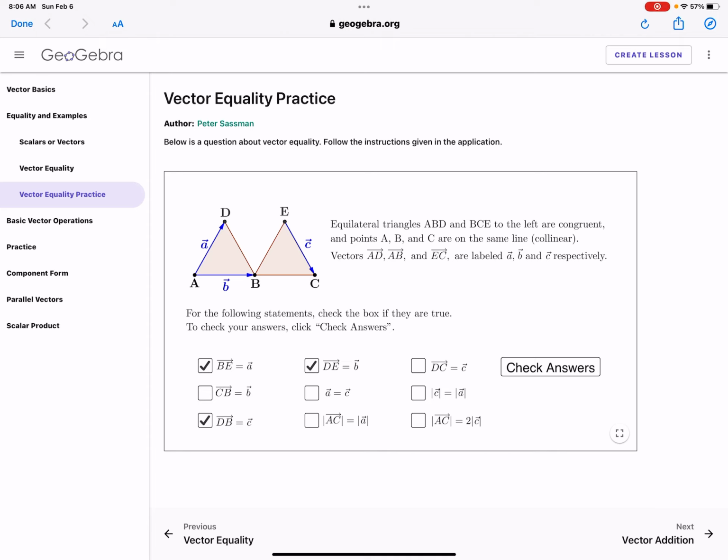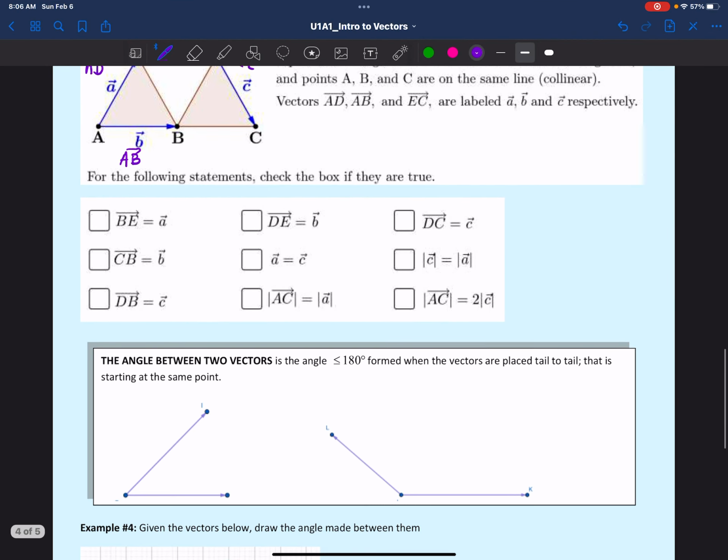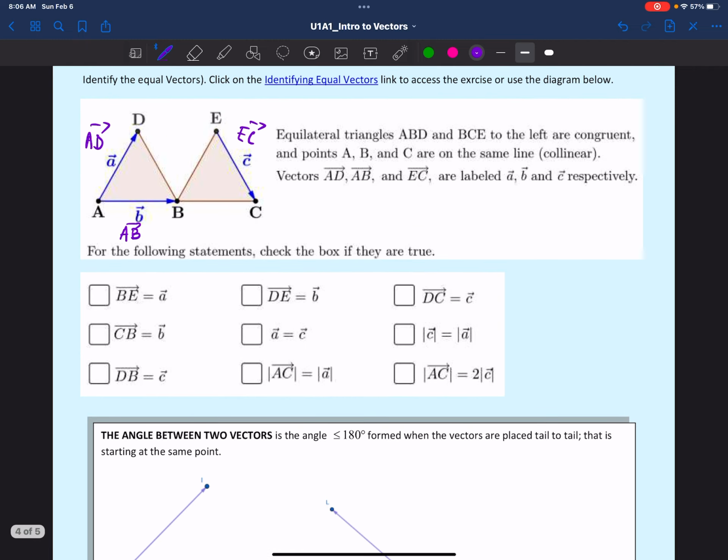Magnitude of C and magnitude of A. Yes, they do have completely different directions, but their magnitudes are equal. And magnitude of AC equals 2 magnitude of C. We're looking into the magnitude, so the direction won't matter. And AC is twice the length of the side of each triangle, which makes it equal to 2C. So if you check your answers, we did a great job in here, and we can move on with our lives. I'm going to say that it is true that vector BE equals vector A.